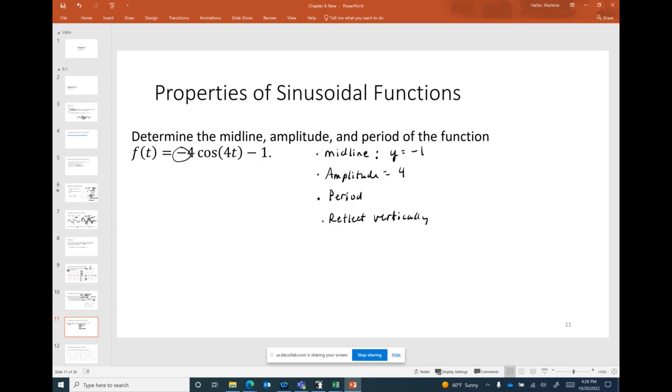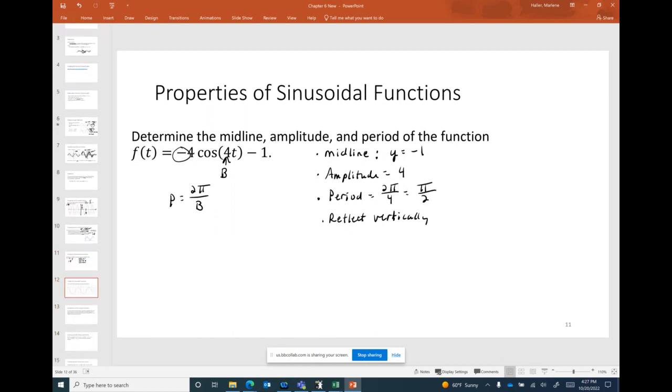All right, but we do still need to find one more thing, the period. Okay, so recall that the period is 2 pi over whatever this b is going to be, isn't it? So in this case, our period is going to be 2 pi over what is b? It's 4. 2 pi over 4, and that'll reduce down to pi over 2.